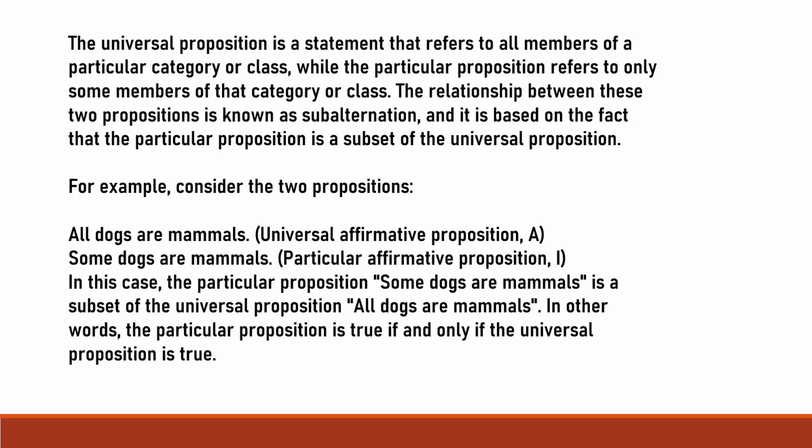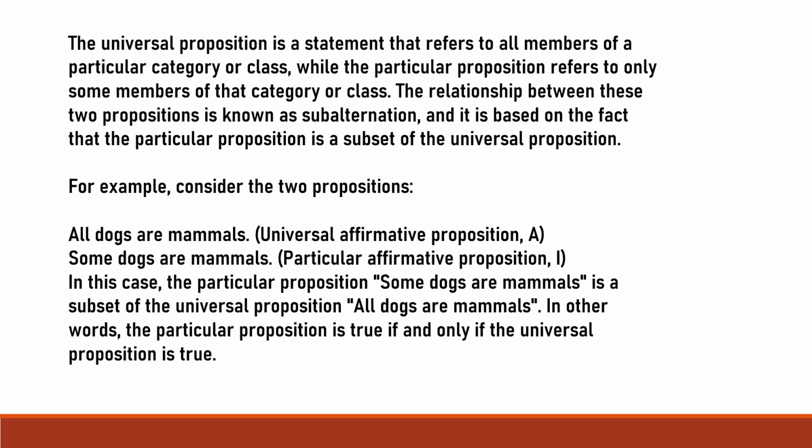The universal proposition is a statement that refers to all members of a particular category or class, while the particular proposition refers to only some members of that category or class. The relationship between these two propositions is known as subalternation, and it is based on the fact that the particular proposition is a subset of the universal proposition.